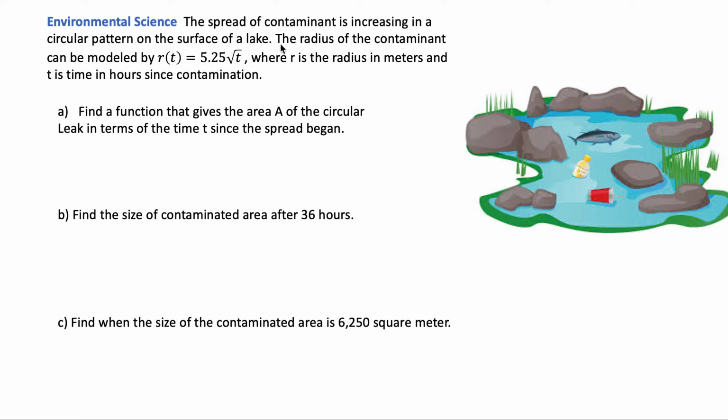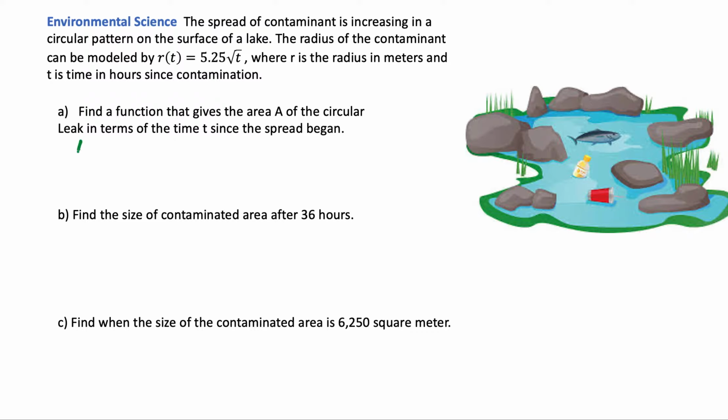Science. The spread of contaminant is increasing in a circular pattern on the surface area of a lake. The radius of contaminant can be modeled by the function r of t is equal to 5.25 square root of t, where r is the radius in meters and t is the time in hours since the contamination. A. Find a function that gives the area of a circular lake in terms of the time t since the spread began.